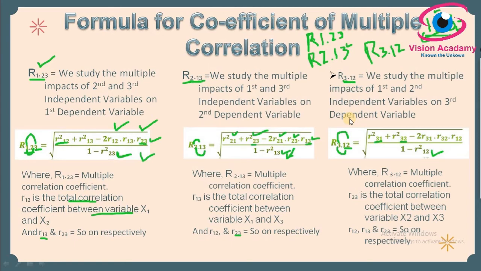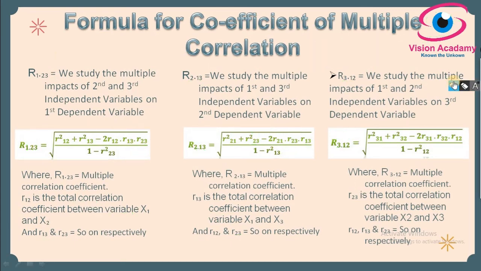Please pause the video and go back and listen to this formula explanation one more time. And one more thing we have to consider here: we have used this formula to calculate R2.13, we use this formula to calculate R1.23, and so on here also. But what about R21, R23 and R13?